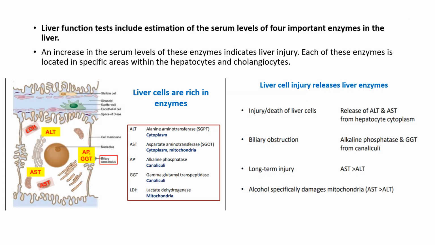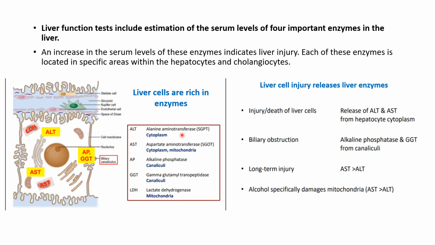First, we'll discuss in detail the liver enzyme tests. The liver function tests include estimation of the serum levels of four important enzymes in the liver. An increase in the serum levels of these enzymes indicates liver injury. Each of these enzymes is located in specific areas within the hepatocytes and cholangiocytes. Here you can see the liver cell, the enzymes and their location.